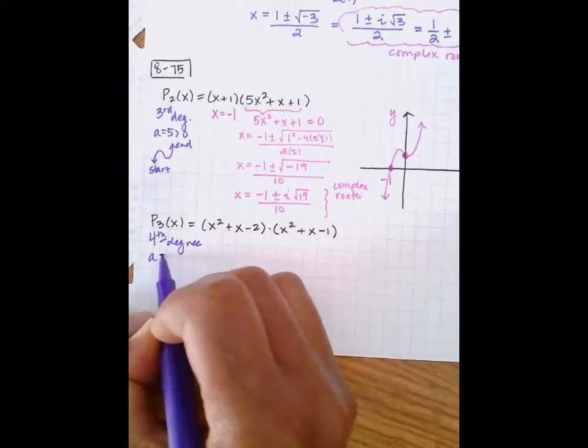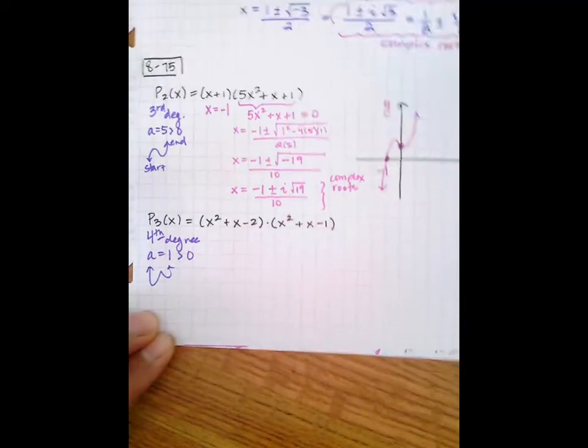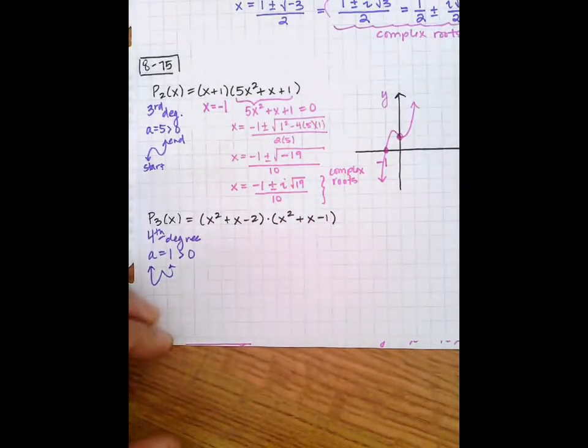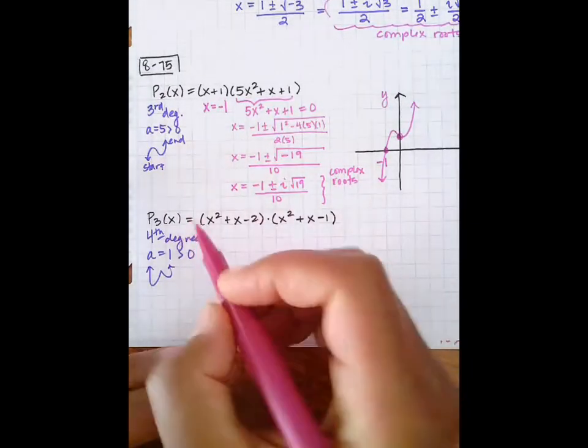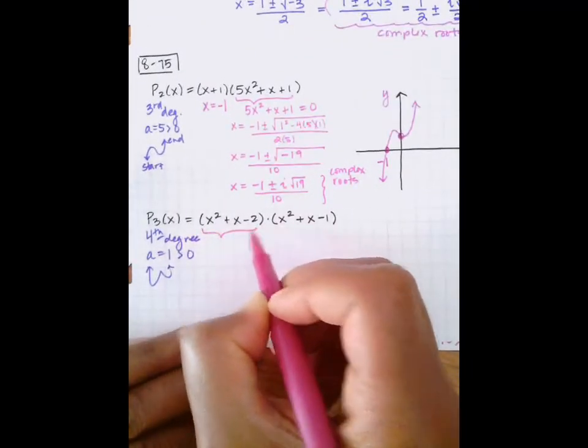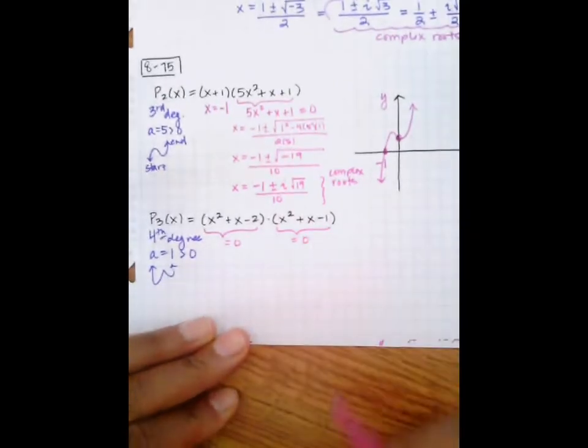Because the a value here is 1, which is greater than 0, I know that this will open up. It will look like a W. And then how do I figure out these roots? Again, I have to think about when this quadratic factor is equal to 0, and when this quadratic factor is also equal to 0.